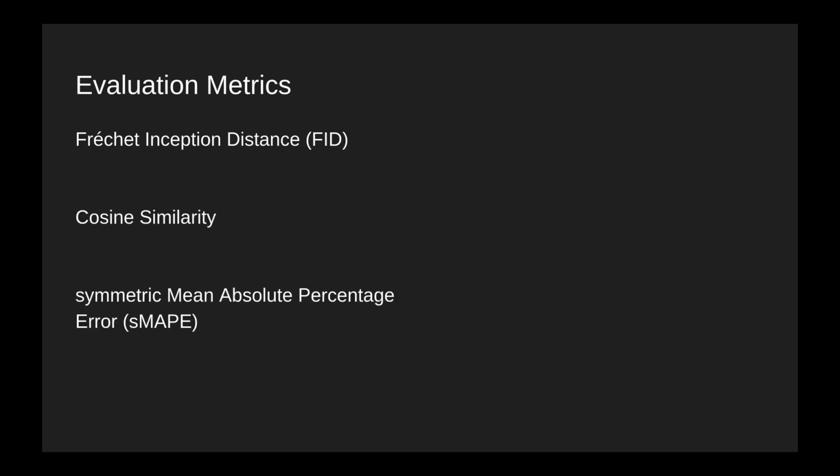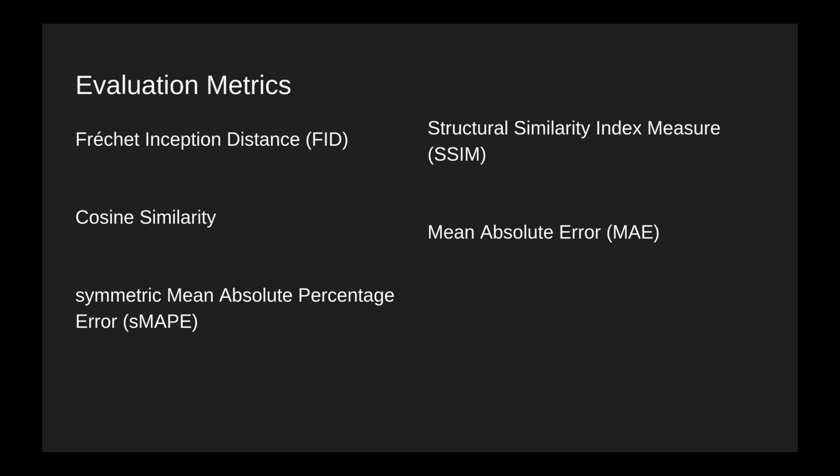Moving on to the evaluation metrics. This is the part which has not been discussed before. After a lot of analysis and discussion, we zeroed in on 6 different evaluation metrics on which we will present our results. They are FID, cosine similarity, symmetric mean absolute percentage error, SSIM, mean absolute error, and root mean square error.